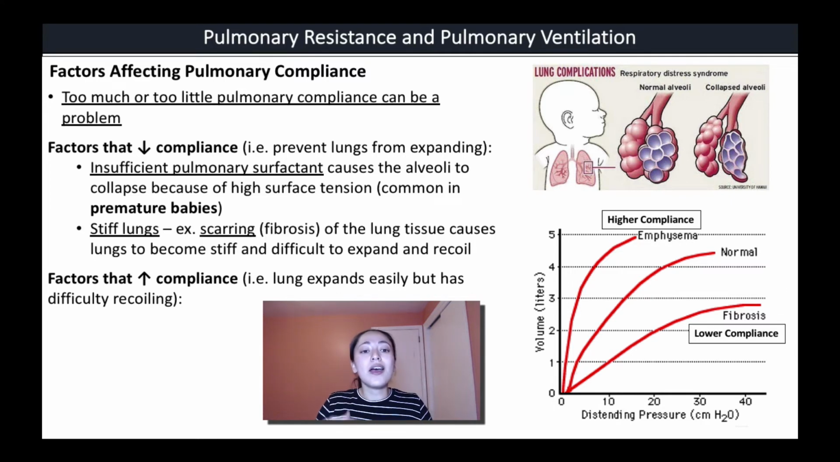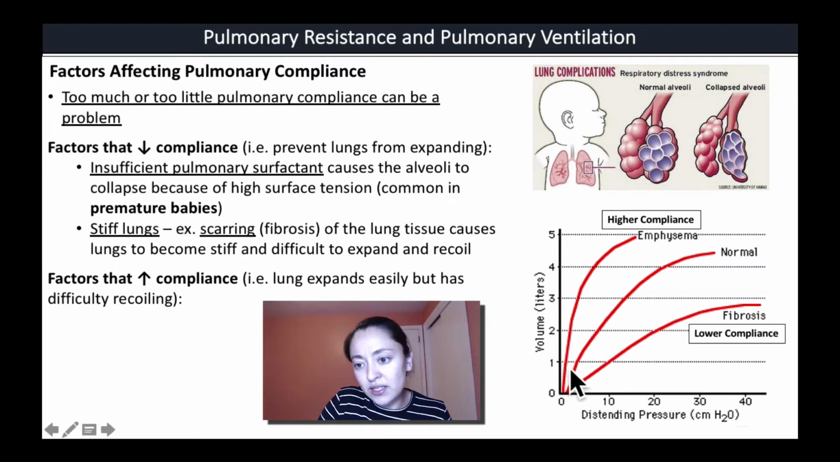Another thing that can prevent the lungs from expanding easily is if the lungs are too stiff. This tends to occur when there's a lot of scarring in the lungs, or in other words, fibrosis. All this scar tissue makes the lungs very stiff and makes it very difficult for the lungs to expand, and really difficult for them to recoil. Pretty much they just become stuck.